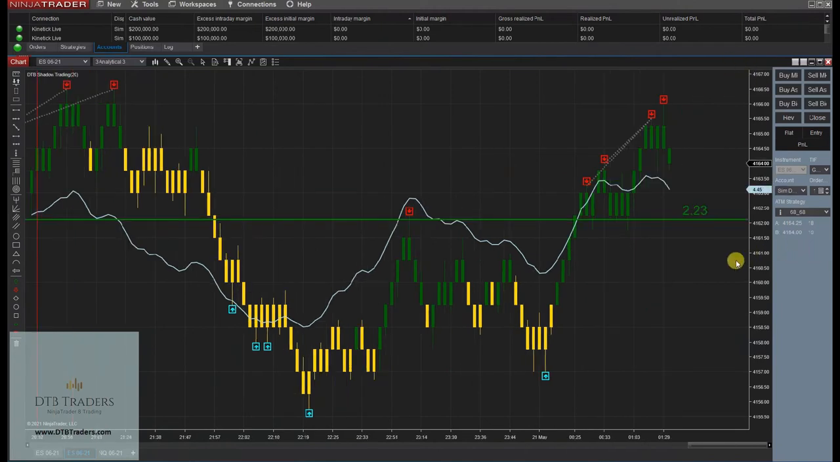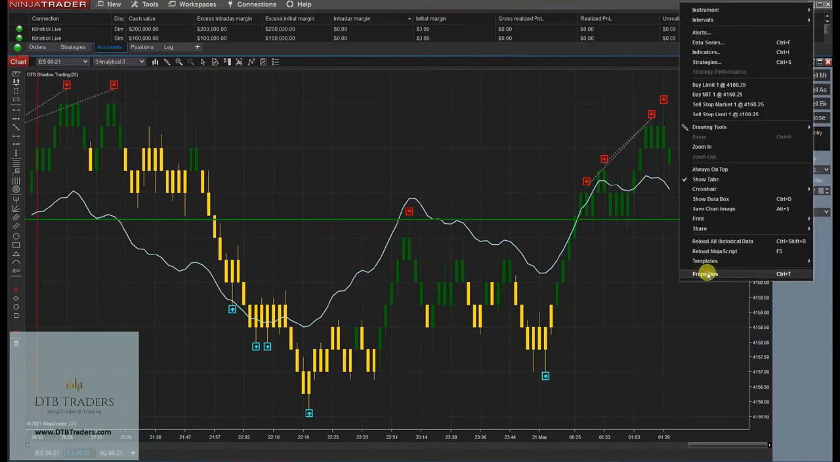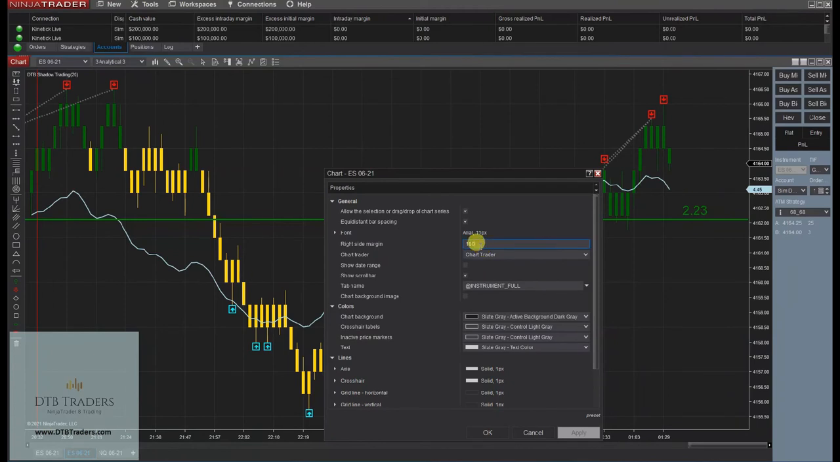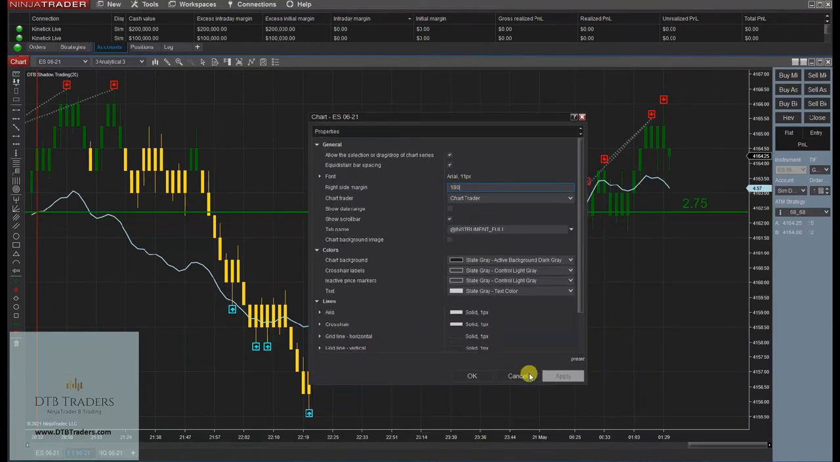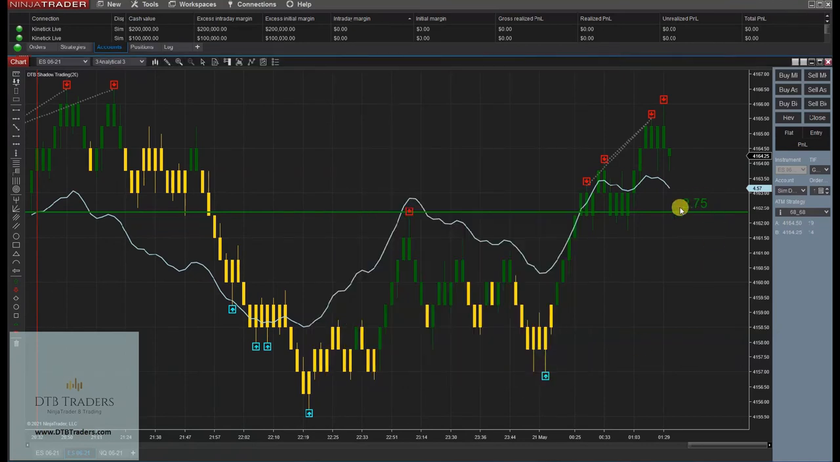One more thing with the chart scale. If you go to properties, I select 180 as the margin on the right. You can lower that down a bit, but you want to be able to see this number very clearly.